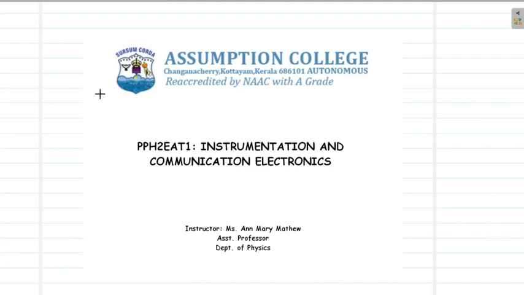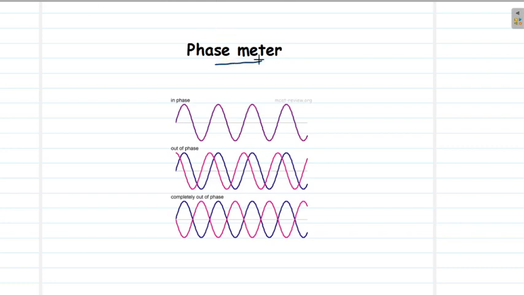Hello dear students, in today's class we will discuss the working of a phase meter. You might know about the term phase. This is a term that we use in the case of waves. Here we consider electric signals in the form of waves, such as an AC current. When we speak about phase difference, we mean the relation between the phases of two different waves.